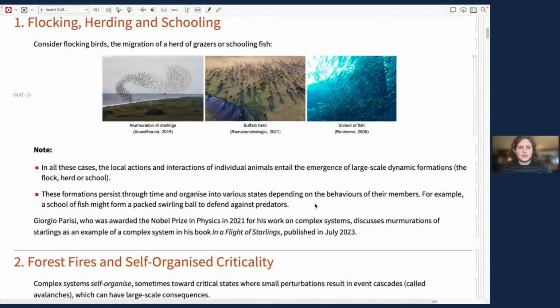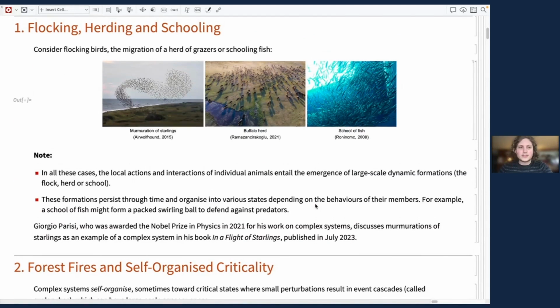A first example might be flocking-type behaviors. If you consider flocking birds, migrating grazers, or schooling fish, what do all of these systems have in common? In all of these cases, we have individuals that are interacting, and the local interactions of the individuals result in the emergence of a more global, large-scale dynamic behavior. These larger-scale emergent phenomena are persistent through time, and they can organize into various states depending on the behavior of their members.